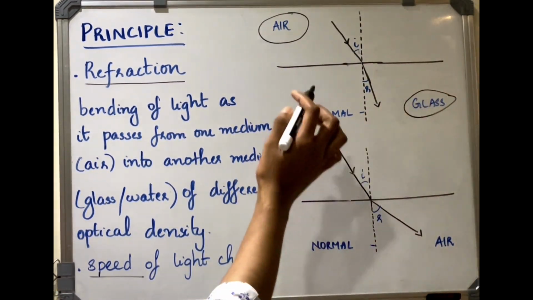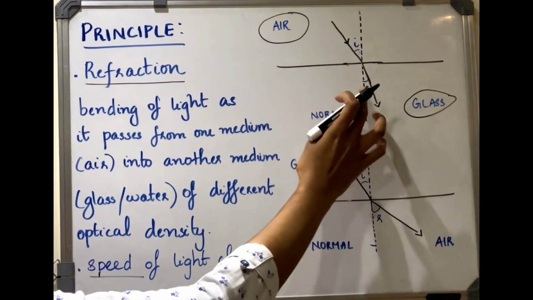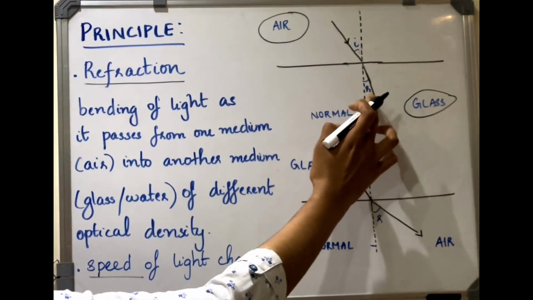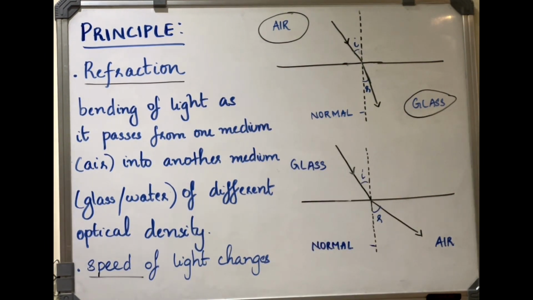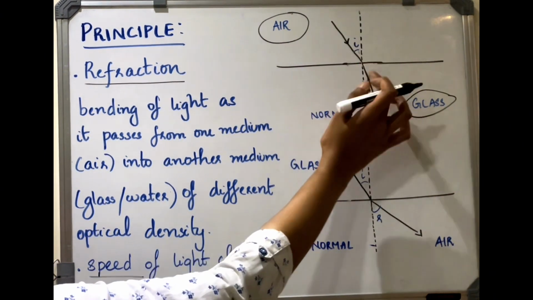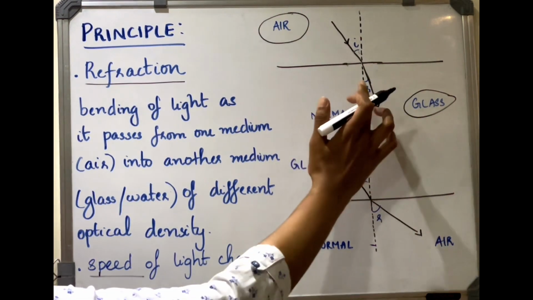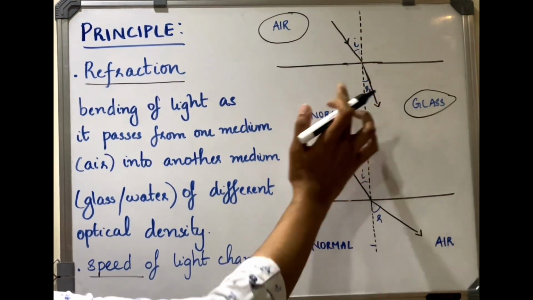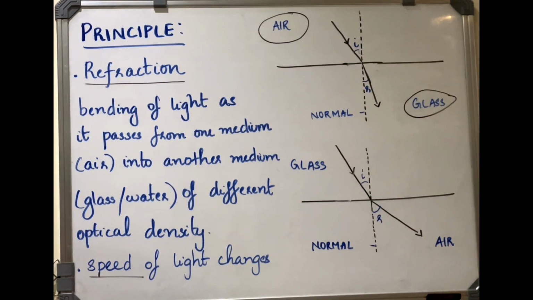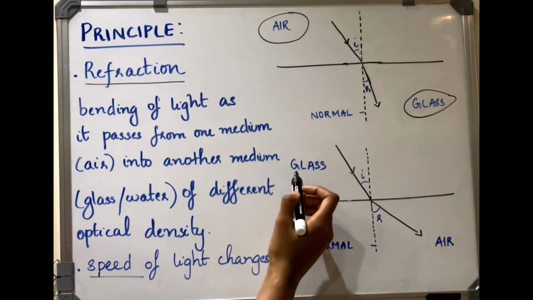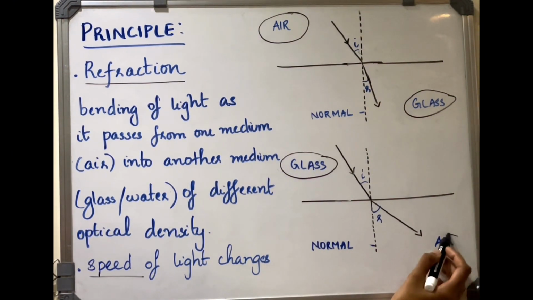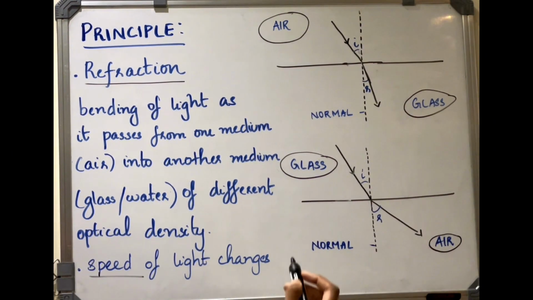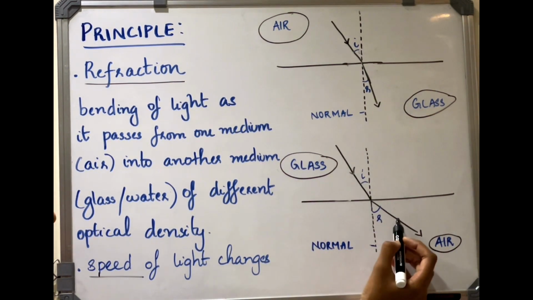So at that time, the speed of the light will decrease and the light will bend towards the normal. It is an imaginary line perpendicular to the surface. So this is the incident ray and this is the refracted ray, and you can see here the light has bent towards the normal. Or if the light is passing from a denser medium like glass to a less dense medium like air, at that time the speed of the light increases and the light will bend away from the normal.